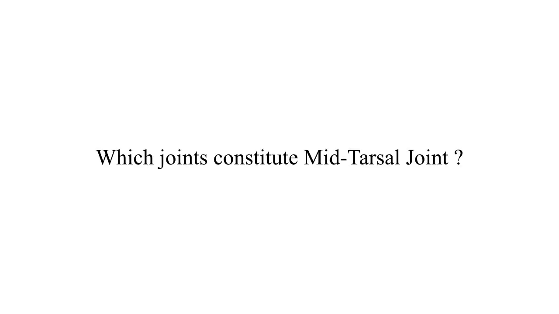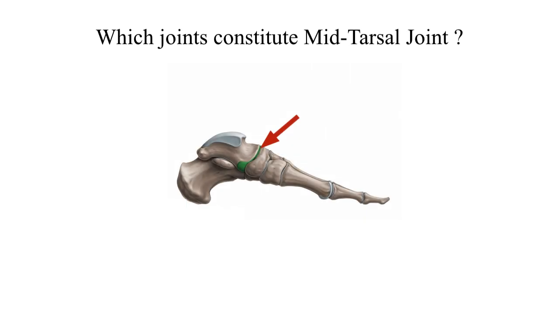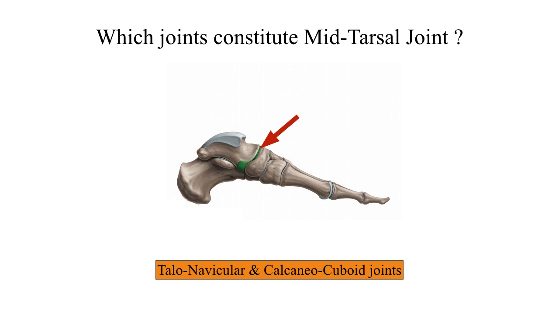Now coming to the first question, which joints constitute the mid-tarsal joint? So the mid-tarsal joint is the combination of talonavicular and calcaneocuboid joint. So the answer is talonavicular and calcaneocuboid joint. Anything behind this mid-tarsal joint is the hindfoot.